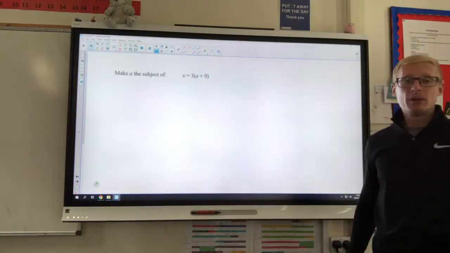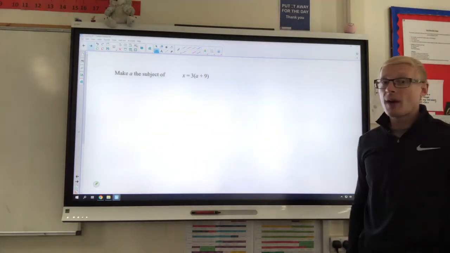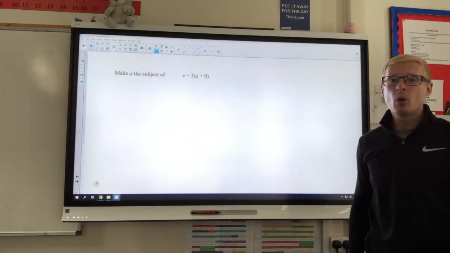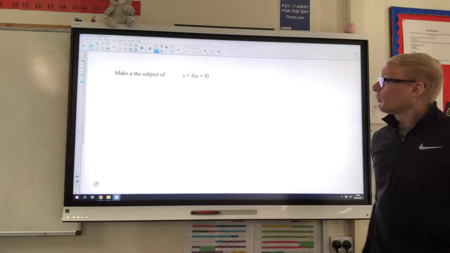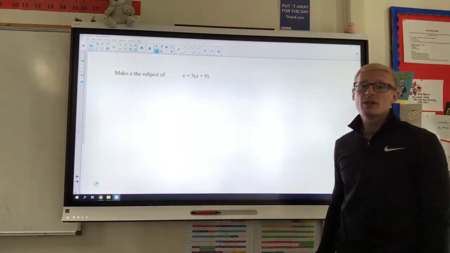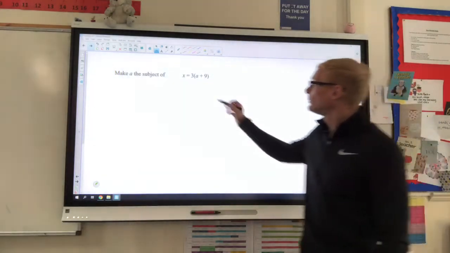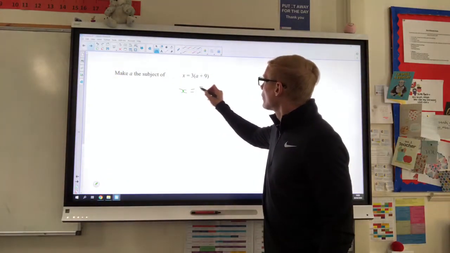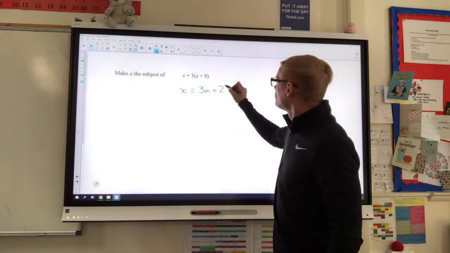If you'd like to copy that one down, obviously, then take the time to do that. You don't have to copy all these examples down. I'm going to go through quite a few. The second one looks like this. So I'm looking to make A the subject. So when you've got a bracket like that, the first thing we want to do is to expand the bracket. So x equals 3a plus 27.